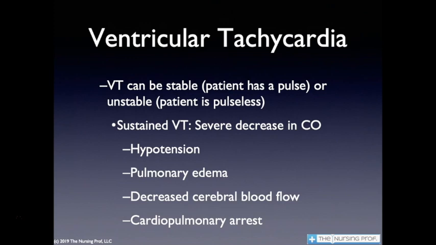If the patient has an unstable VTach, we can see hypotension, obviously, that's the part that's making it unstable, pulmonary edema, decreased cerebral blood flow, so changes in mental status, and it can lead to ventricular fibrillation, which is cardiopulmonary arrest.